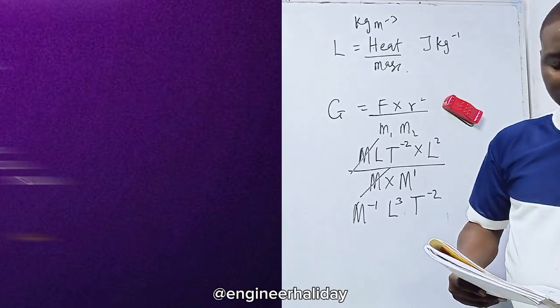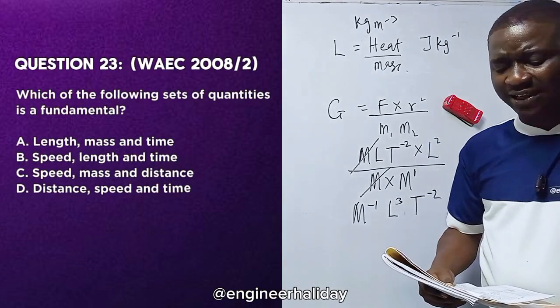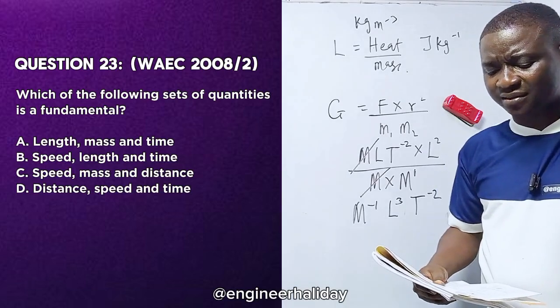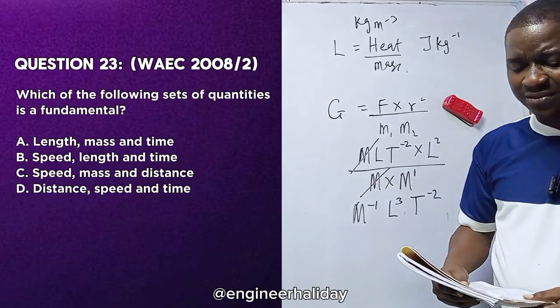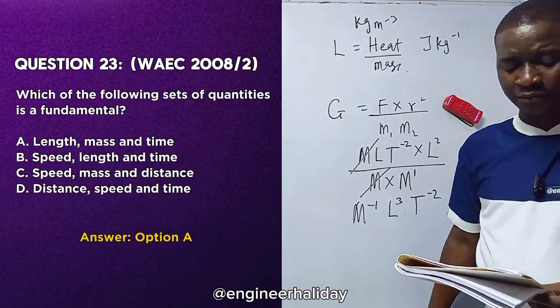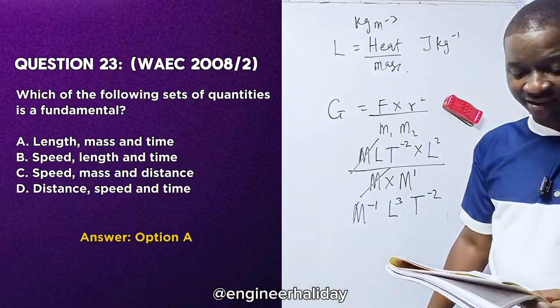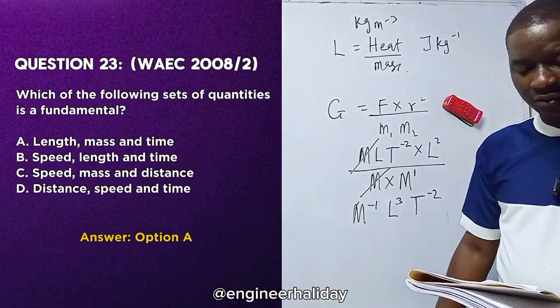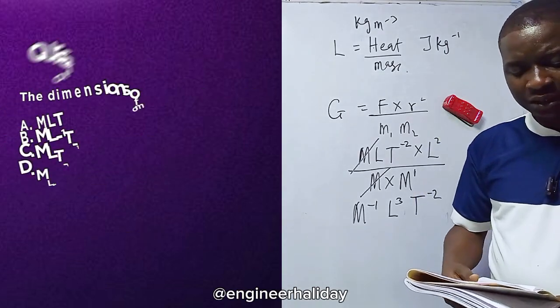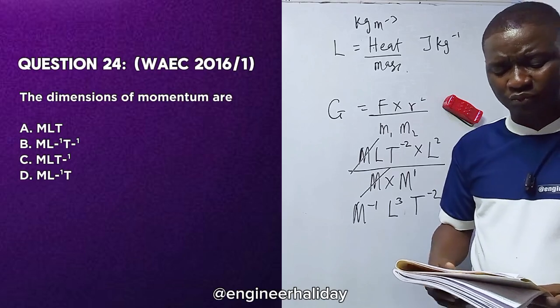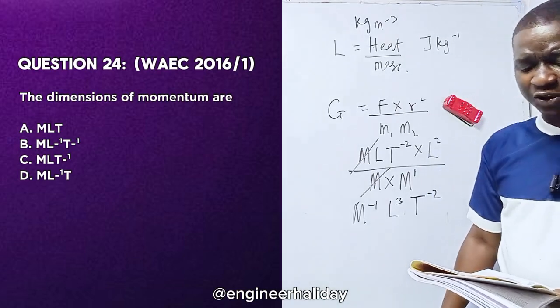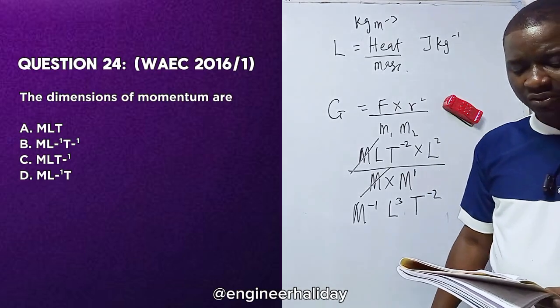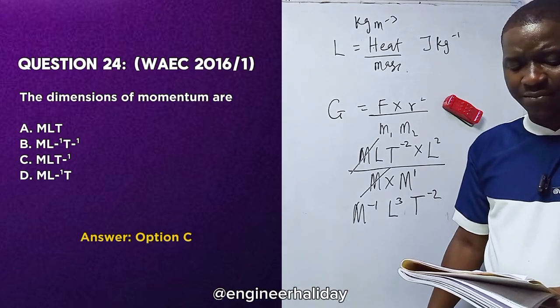Number 23 says, which of the following sets of quantities is fundamental? A, length, mass, and time. I think that is the answer. You can look at the other options, but that is the answer. Number 24 asks for the dimension of momentum. You have answered that question also. The dimensions of momentum are dash. So the answer is what?